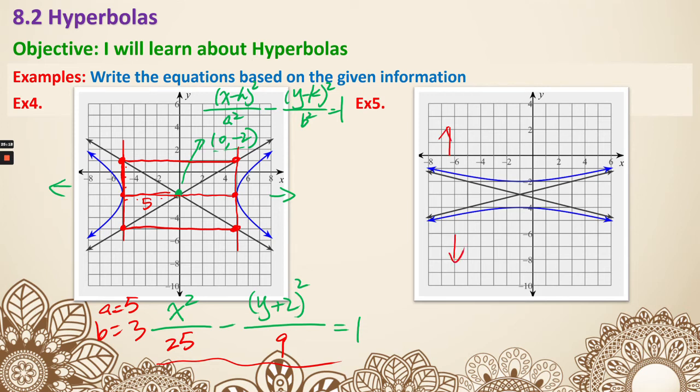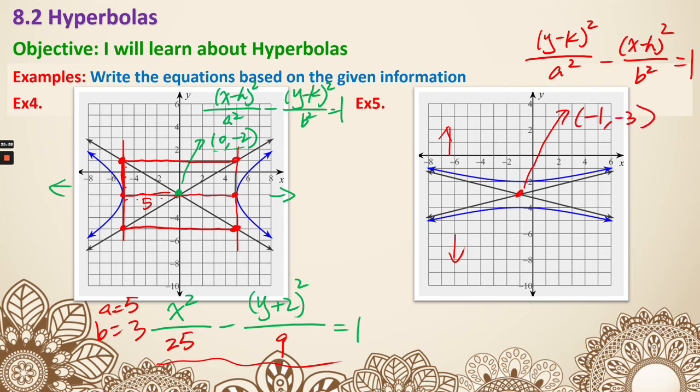That is opening up and down. So that means my standard form equation would have to be y minus k squared over a squared minus x minus h squared over b squared equals 1. So now I can start by identifying my center. My center is -1, -3. So it has to be y plus 3 squared. Remember, it's always going to be the opposite value of the center over something minus x plus 1 squared over something equals 1.